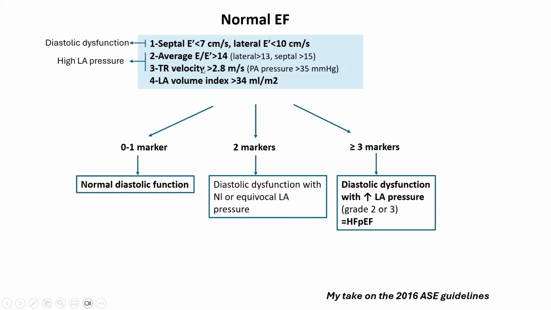TR velocity over 2.8 meters per second, which corresponds to a systolic PA pressure of more than 35 millimeters of mercury, also is another correlate of elevated LA pressure, although it may also be pure isolated primary pulmonary hypertension. You have the fourth feature here, which is LA volume index, which correlates with both diastolic dysfunction and, more so, high LA pressure to some degree.